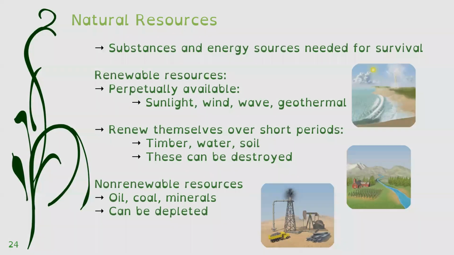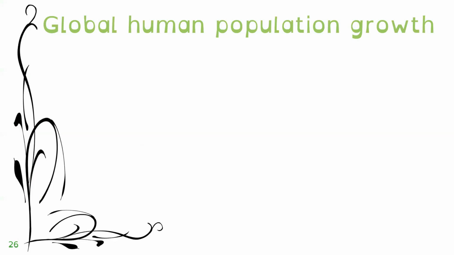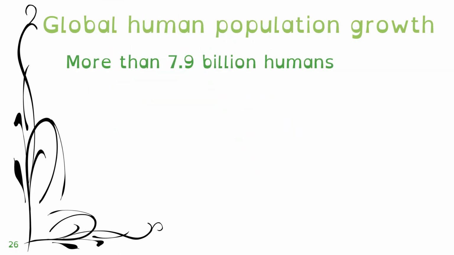So that's the environment, but what is human impact? Thinking about global human population growth, so just the sheer numbers of us, not the choices we're making, but just the numbers of us, we now have more than 7.9 billion humans on the earth. That is a lot of people, almost 8 billion people.